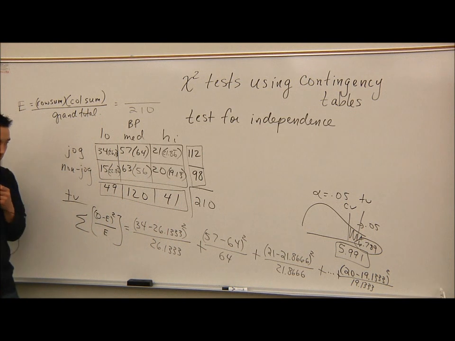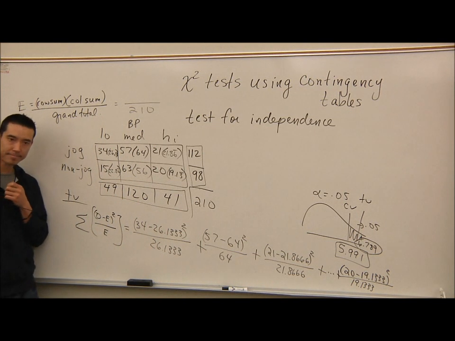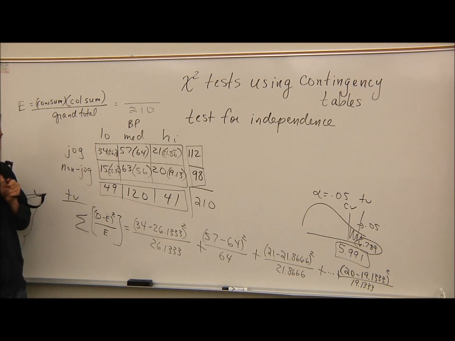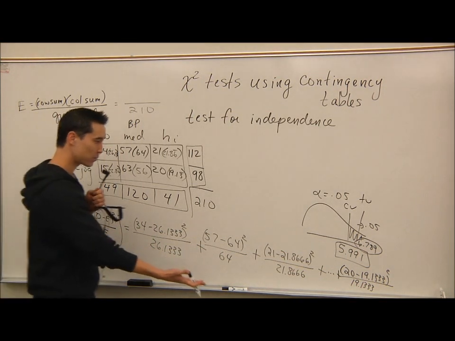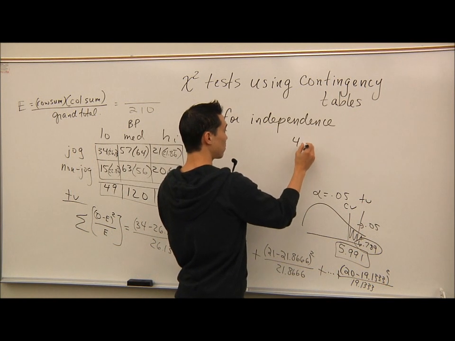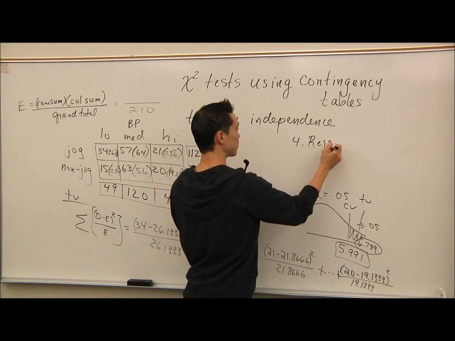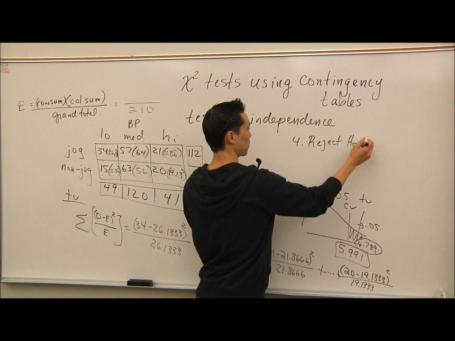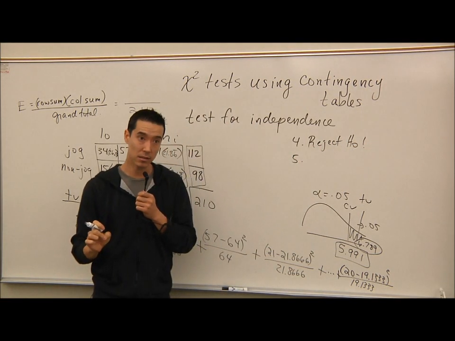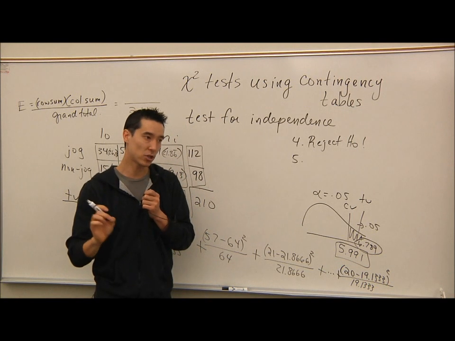Did you guys get approximately 6.789? Yes? Okay, good. And let's finish it off. You should get approximately 6.789. That falls in the rejection region. So step 4, reject H0. So we're rejecting that they're independent. So we're saying that blood pressure and jogging are dependent.